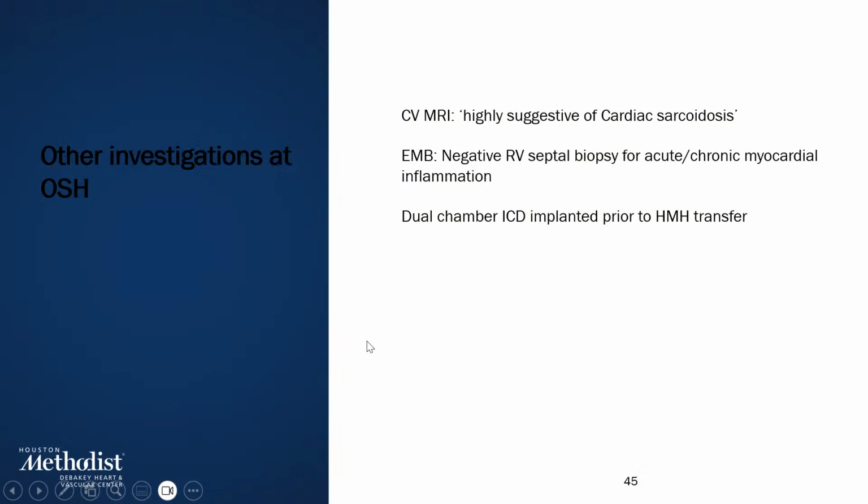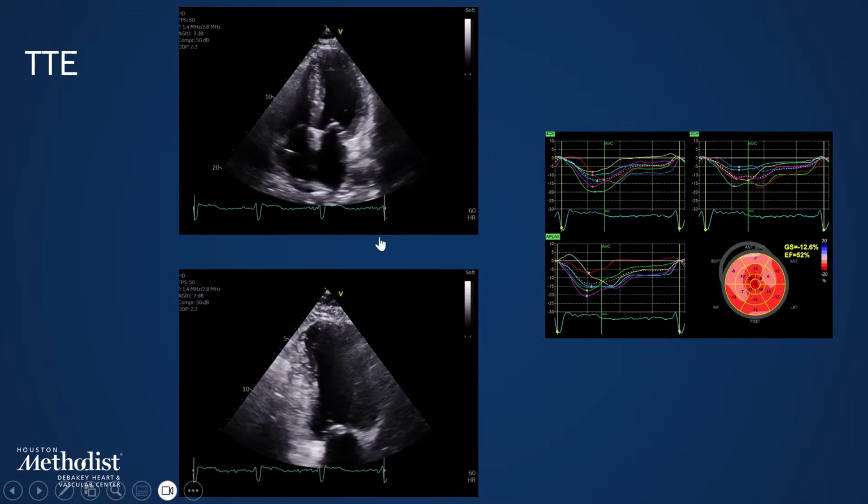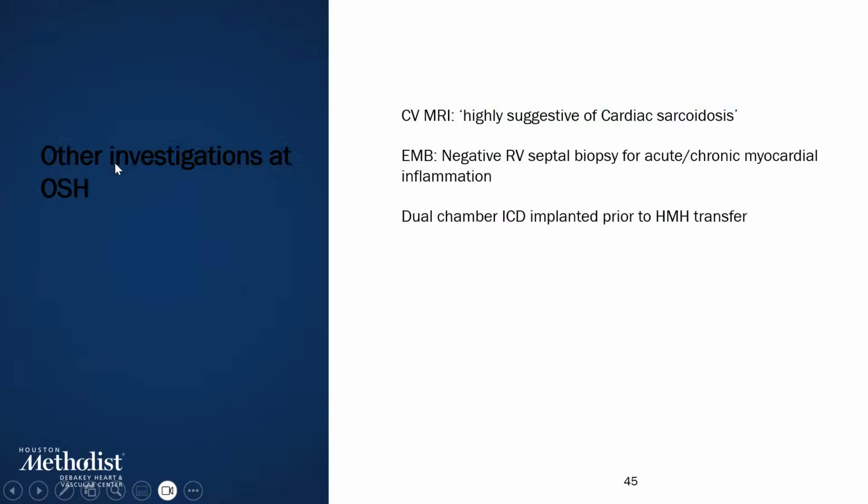He also had a cardiac MRI at the other facility, which was reported as highly suggestive of cardiac sarcoidosis, having been read by 3 independent readers. He had an endomyocardial biopsy of the RV septum, which was negative for acute or chronic inflammation.